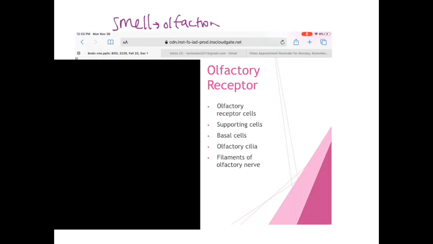Okay, so let's just try to make some transitions from taste into smell. Instead of a gustatory cell, now I have an olfactory receptor cell. I still have supporting cells and basal cells, so that's all the same. Instead of a gustatory hair, I have an olfactory cilia. These are all olfactory cilia coming off of these olfactory receptor cells. And then we have these filaments of olfactory nerves, which is basically the axons of all these olfactory receptor cells, but we'll look at that in just a sec.